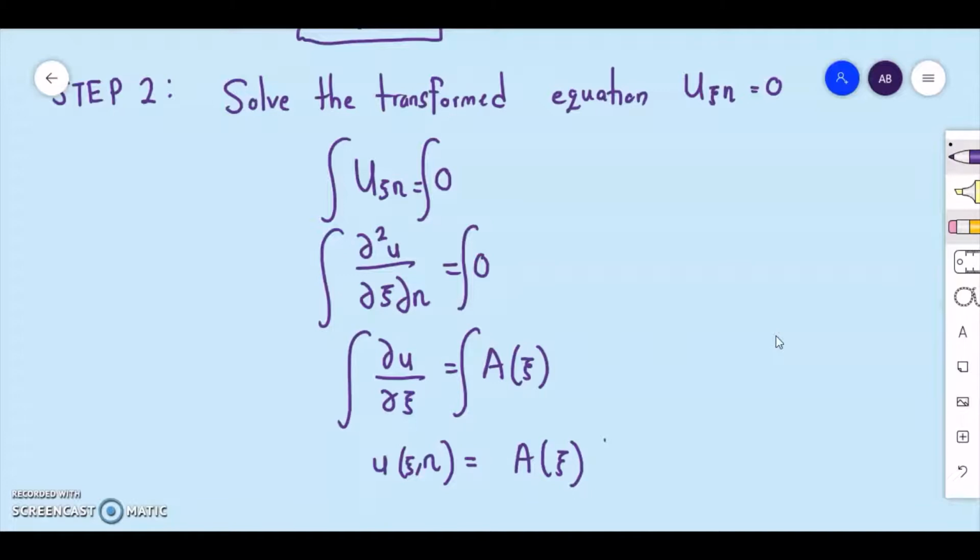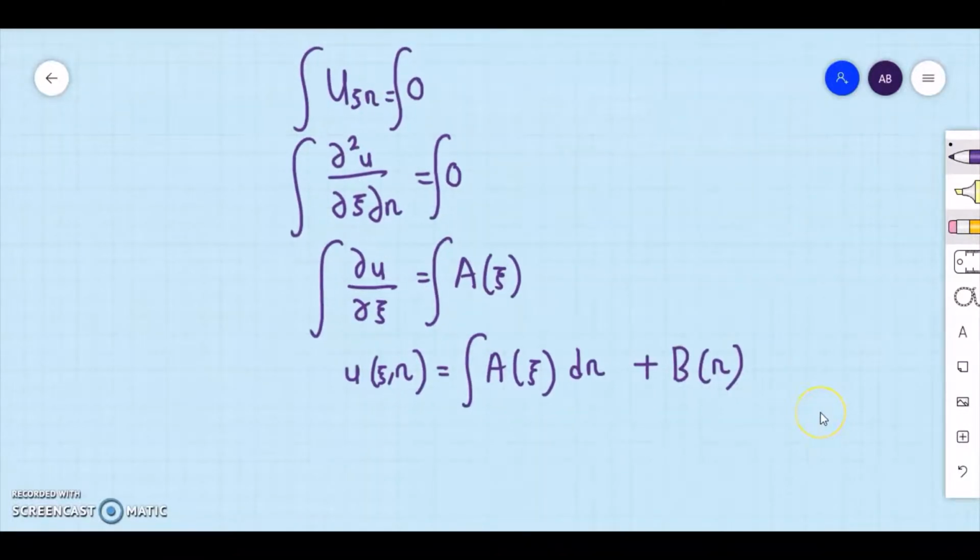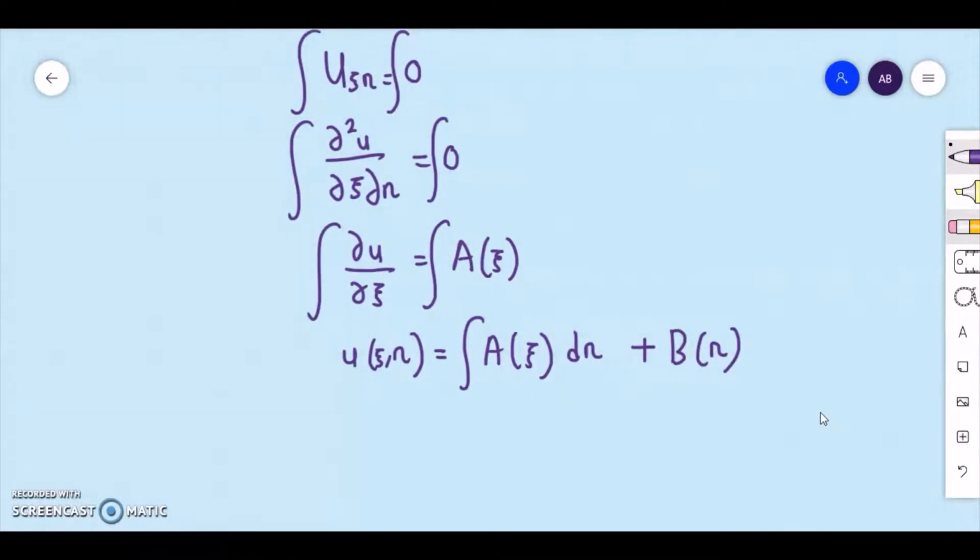How can I write this? Maybe integrating this plus a function with respect to... I can say this a and b are the arbitrary functions of psi and beta. Okay, so I can write this. Sorry, this is with respect to psi just now, not eta. So I'm just gonna make changes to the notation.